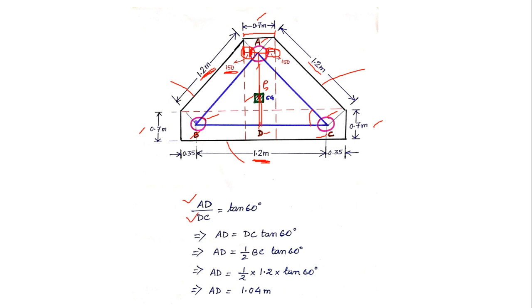Tan of angle ACB. So if I look at the second step, I write that AD is equal to DC into tan 60 degree. And what is DC? DC is actually half of BC, because I told you that D is the midpoint of BC, right?